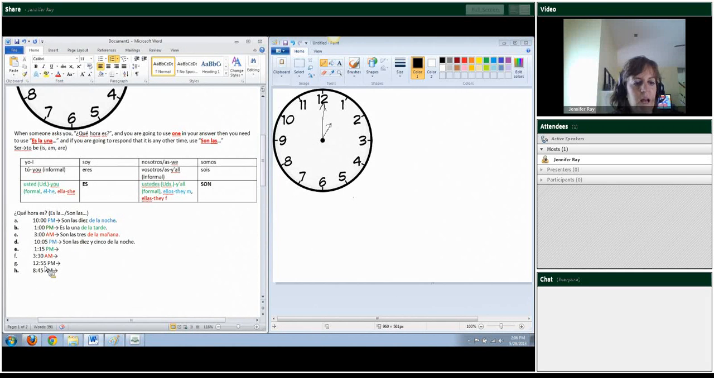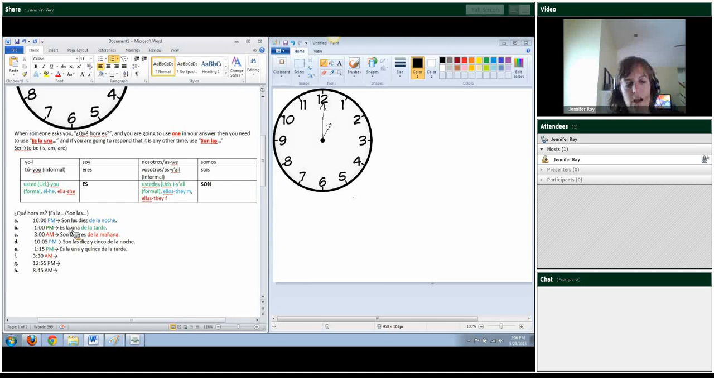Okay. Down here it's 1, but it's not just 1 anymore. It's 1 and 15 minutes. So I'm going to go back. If the hour that I'm mentioning, the hour that I'm saying or writing, is 1 o'clock, I'm going to say "es la una y," and however many minutes that is, that's 15. I'm going to say "15 de la tarde."